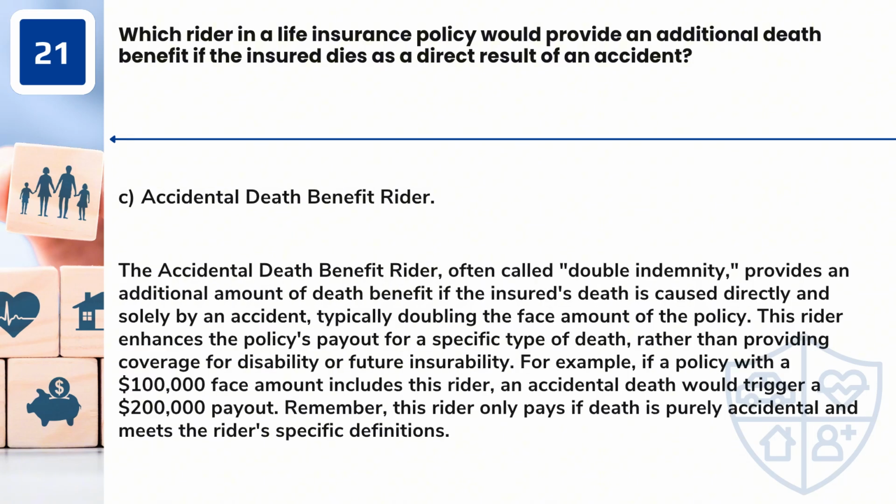Answer: C. Accidental death benefit rider. The accidental death benefit rider, often called double indemnity, provides an additional amount of death benefit if the insured's death is caused directly and solely by an accident, typically doubling the face amount of the policy. This rider enhances the policy's payout for a specific type of death, rather than providing coverage for disability or future insurability. For example, if a policy with a $100,000 face amount includes this rider, an accidental death would trigger a $200,000 payout. Remember, this rider only pays if death is purely accidental and meets the rider's specific definitions.